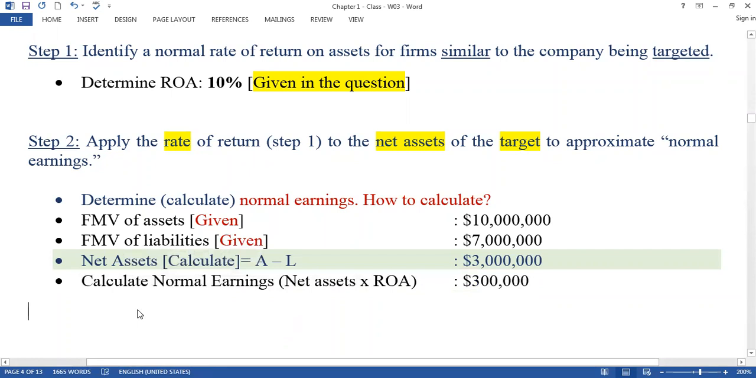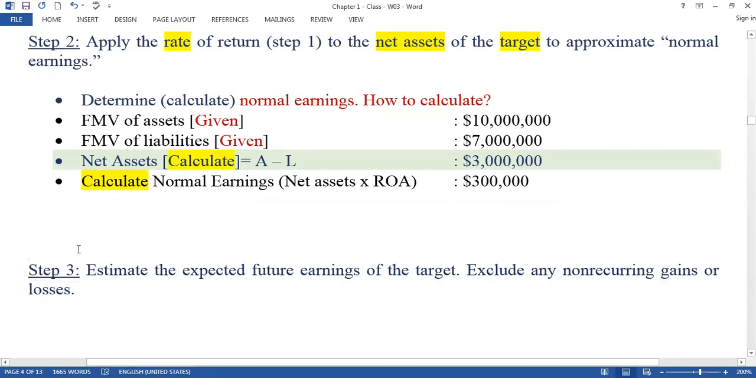Any question up to step 2? Rate of return is given in the question. And in step 2, we have to calculate normal earnings. The formula of normal earnings is net assets times return on asset. So we have to calculate the net asset first, then we can calculate the normal earnings. These two items are not given in the question, you have to calculate them.